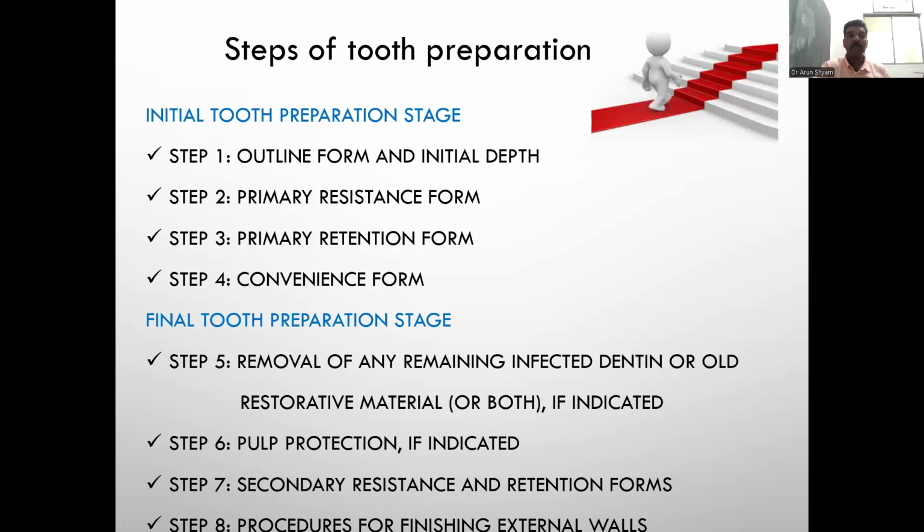So next will be the steps in tooth preparation. You can broadly classify the steps in tooth preparation as initial tooth preparation and final tooth preparation stage. In the initial tooth preparation, there are 4 steps outlined: initial depth, primary resistance form, primary retention form, and convenience form. In the final tooth preparation stage, there is removal of any remaining infected dentine or old restorative material, then pulp protection if indicated, then secondary resistance and retention form, and the last step will be procedure for finishing external walls. So I'll be telling in detail about these stages of preparation in the next class.